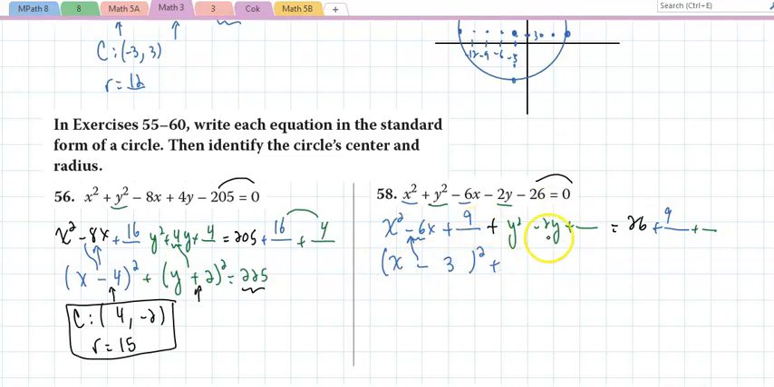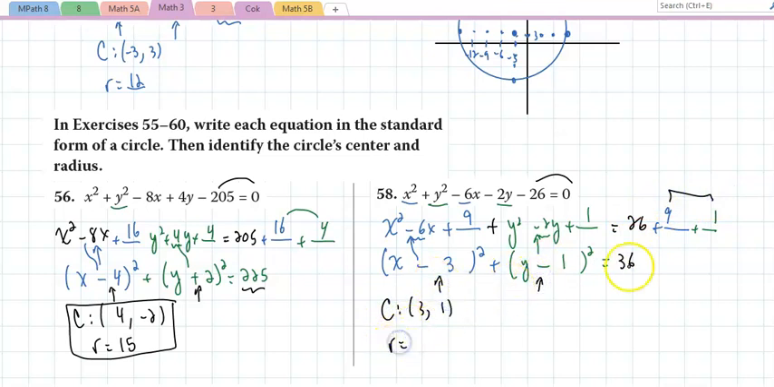Take half of 2, which is 1, and square it, you get a 1. And this would be a perfect squared as well. Y, always with that sign, the number before I squared it. The right side, this is a 10, plus 26 is 36. The center would be a 3, the opposite of that, and the opposite of that. And the radius would be, what do you square to get 36? A 6.